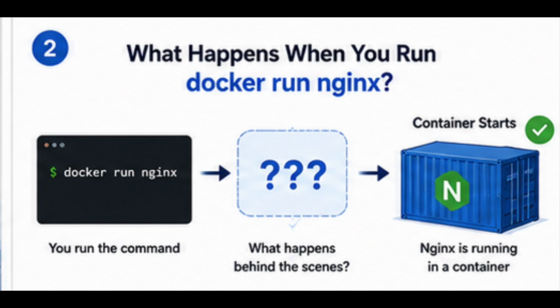The Docker client sends your command. The Docker daemon receives it. The daemon checks whether the image already exists. If not, it downloads the image. Finally, it creates and starts a container. Let's understand each component one by one.